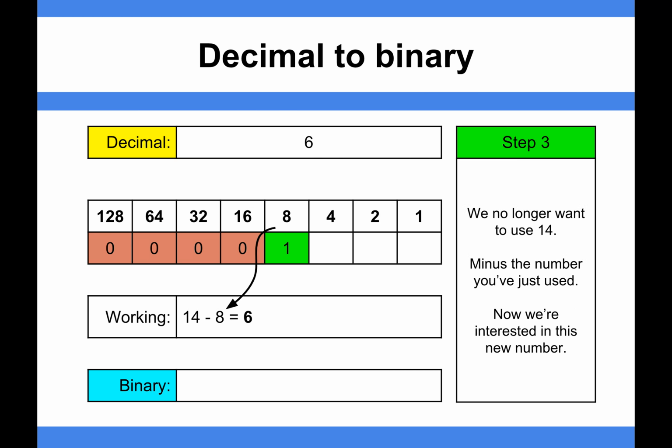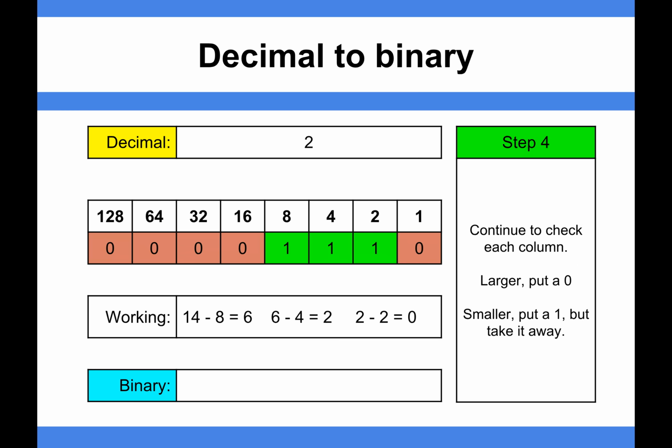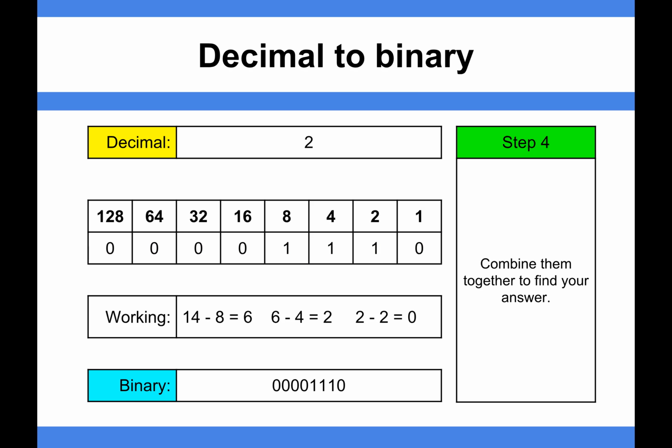Then I say, if I'm left with 6, is there a 4 in 6? Well, yes. So because there's a 4 in 6, I do 6 minus 4 equals 2, and I put a 1 in there. And then is there a 2 in 2? Yes, obviously. And I'm left with 0, so that must be a 0 as well. Okay, so the binary equivalent of, I've wrote 2 at the top. What was the number? 14. So the binary equivalent of 14 is, sorry, 0, 0, 0, 0, 1, 1, 1, 0.